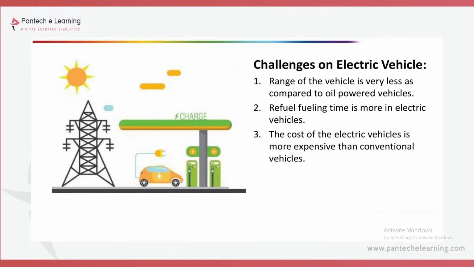Okay, so those are the benefits. Now let's choose the challenges. So what challenges occur? The range of the electric vehicle is very low compared to an IC engine. The refueling time, or charging time, takes longer than for an IC engine.